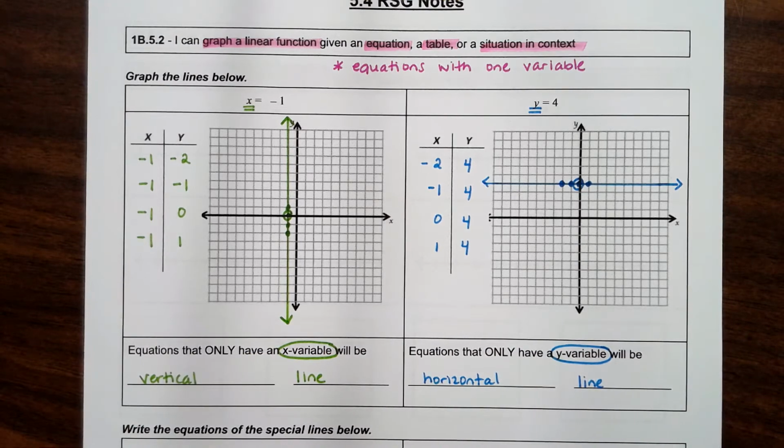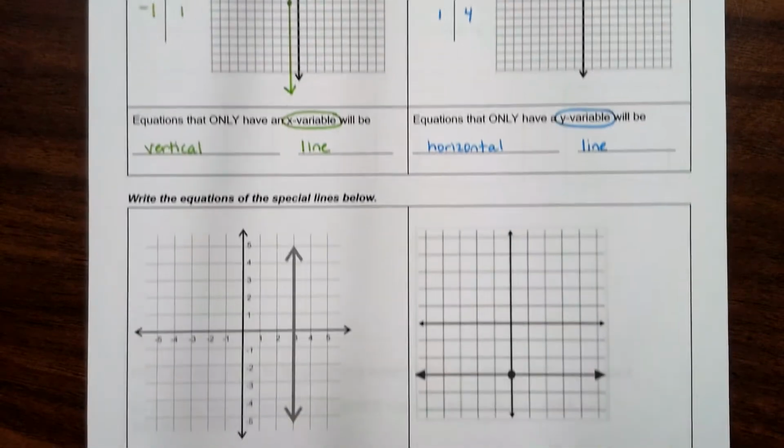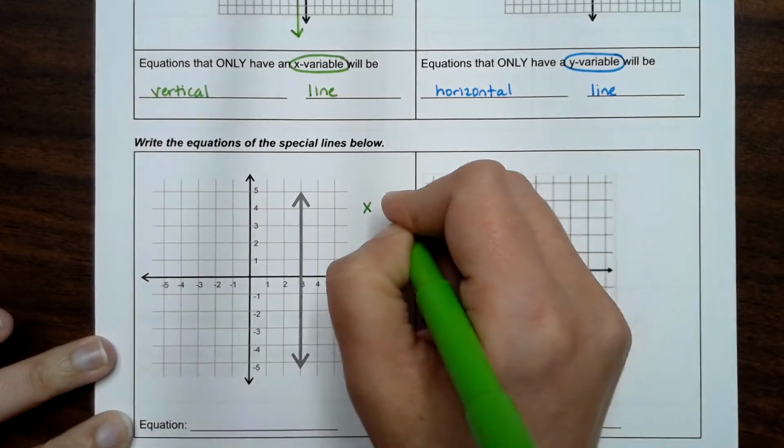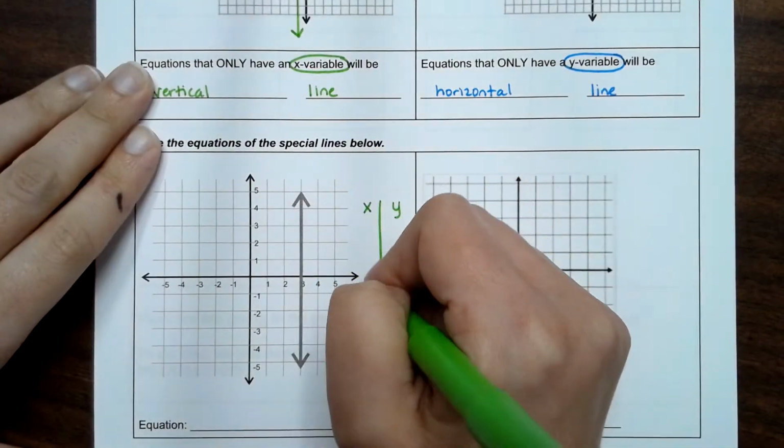All right, let's see some practice problems. So if I were to give you a practice problem like this one that says write the equation of the special line in the space below, and the graph has already been given. What I like to do when I want to write this equation is I like to make a table of values of points from the graph. So I would make an XY table.